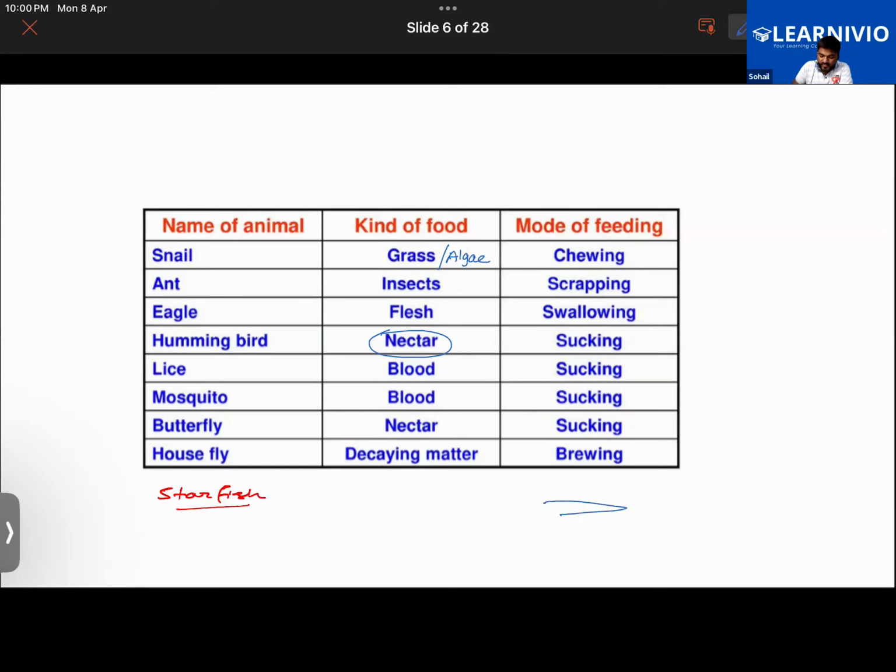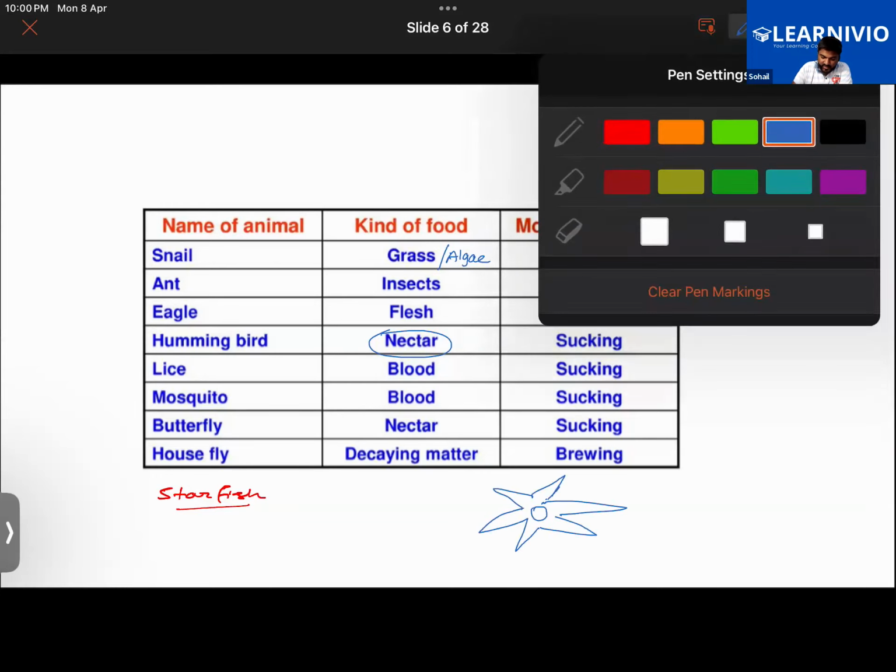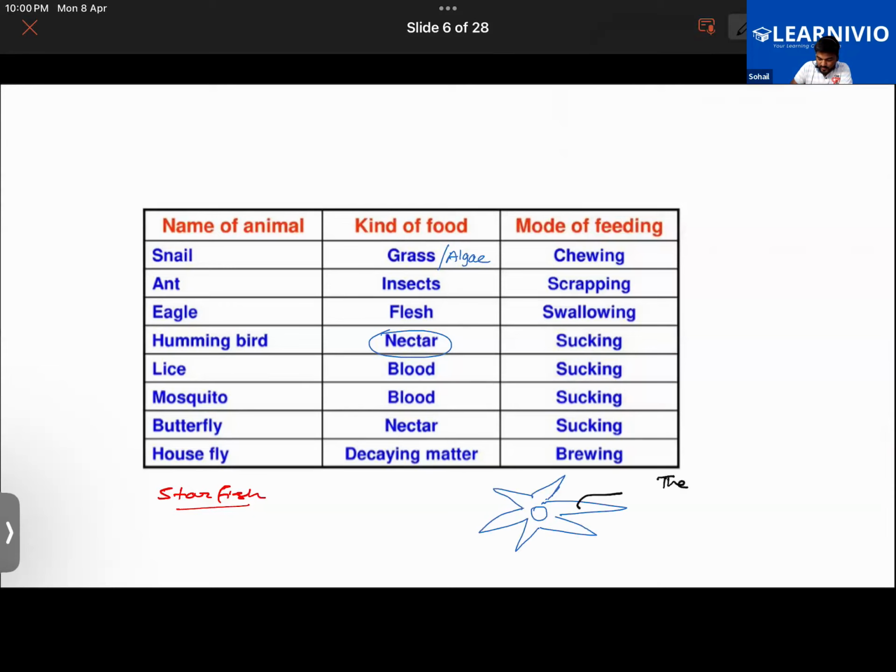So starfish looks something like this. Its body is covered with a hard shell that is made up of calcium carbonate. Calcium carbonate, by the way, is the same substance that is found in limestone. It's the same substance that marble is made up of.